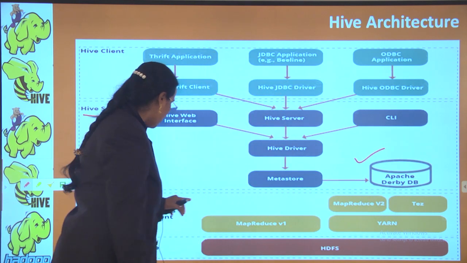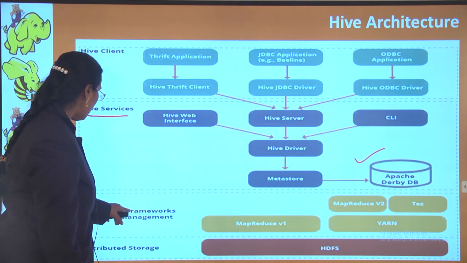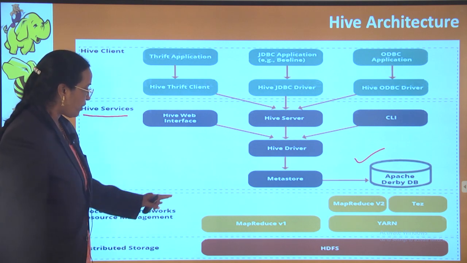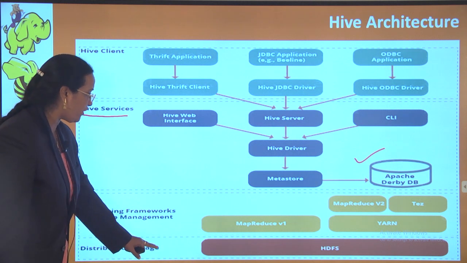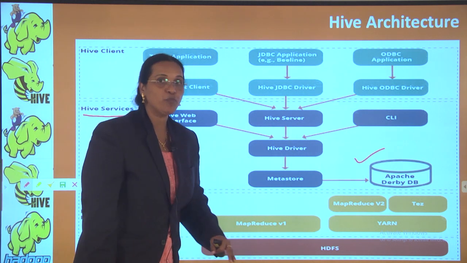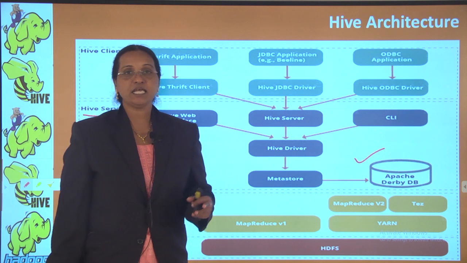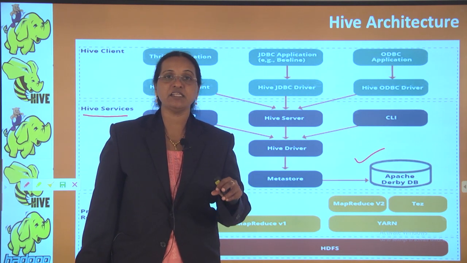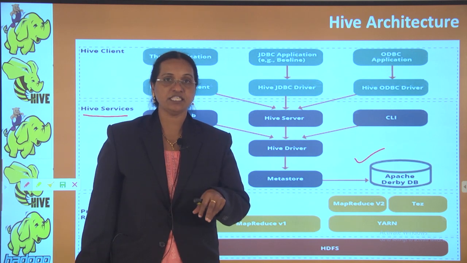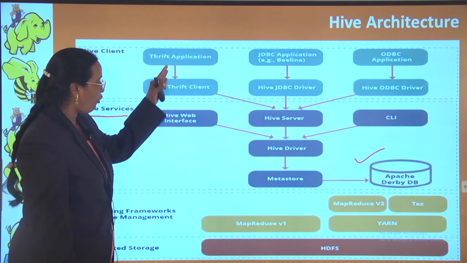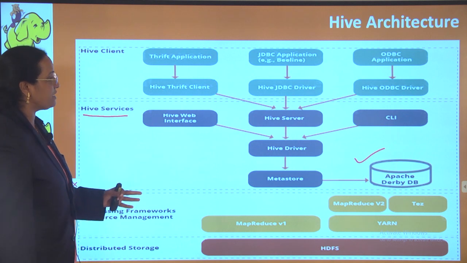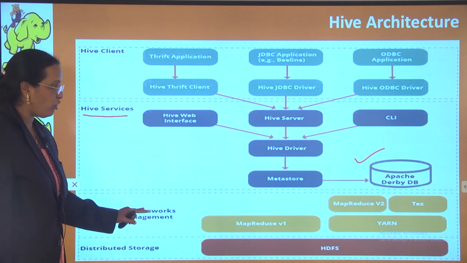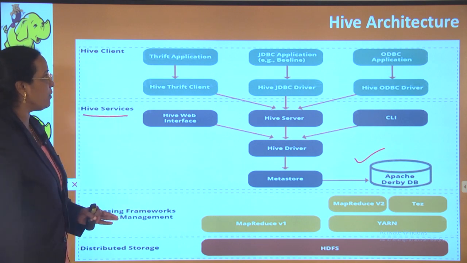So all these things will be used for processing the framework of resource management, and all these things are going to be stored in the HDFS, that is called the Hadoop Distributed File System. That means with Hive, you can work on the database data present in the HDFS directly. So these are the 4 phases of the Hive architecture.